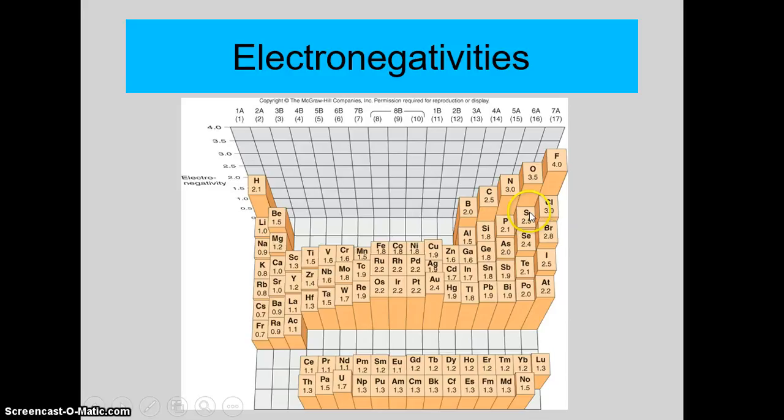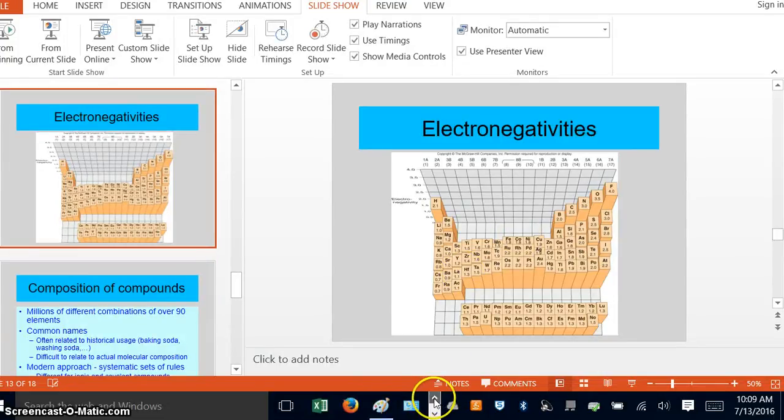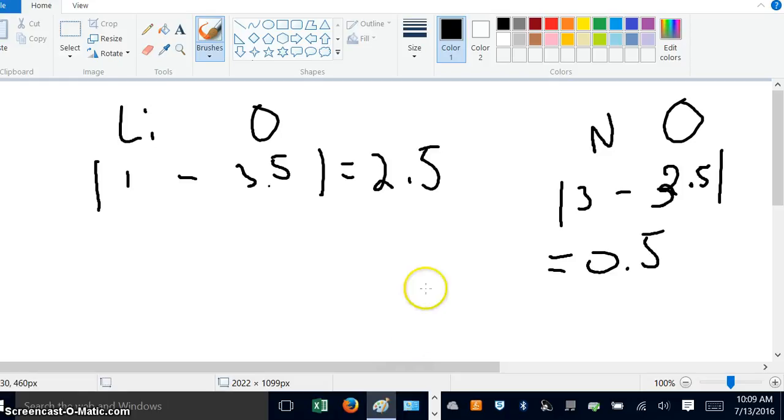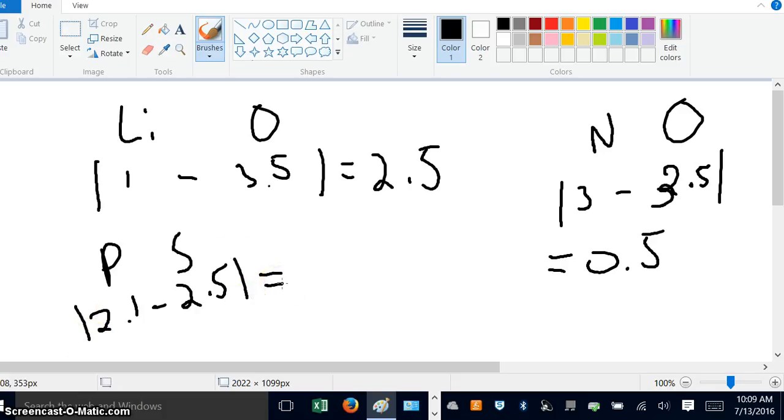How about phosphorus and sulfur? You get 2.1 and 2.5. I got to remember that. Phosphorus is 2.1 and sulfur 2.5. All right, so this is a good one. We take the absolute value of the difference between them, and of course these are two nonmetals, so even before we do this, we would predict that it's going to be a covalent bond.